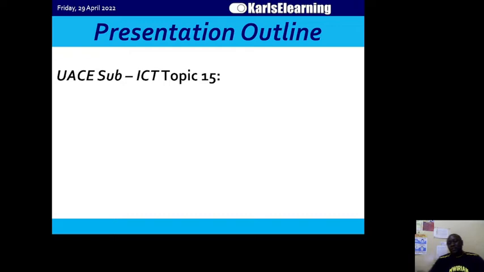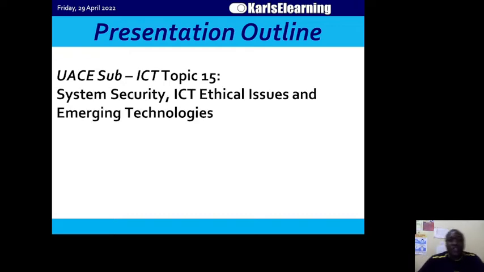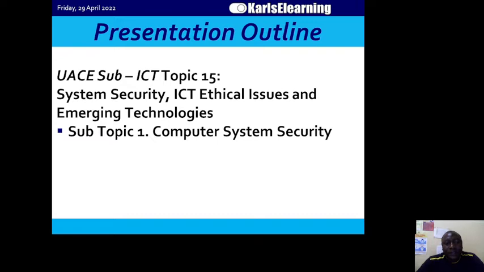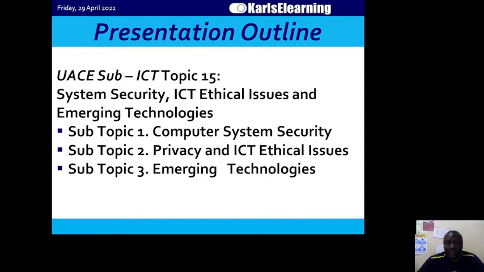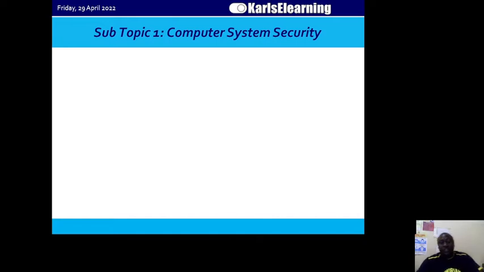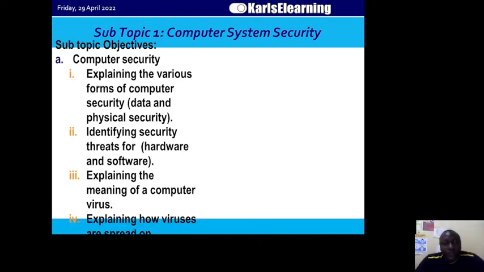Now, this is our outline, what we are going to consider. The first one, we have said that ICT system security, ethical issues, and emerging tech. We shall look at the computer system and security, and then the ICT ethical issues, and lastly, emerging technologies, and then the ICT industry. Some of the objectives are here. Under computer security, we shall learn how to explain the various forms of computer security, whereby we will look at the data and then the physical security.